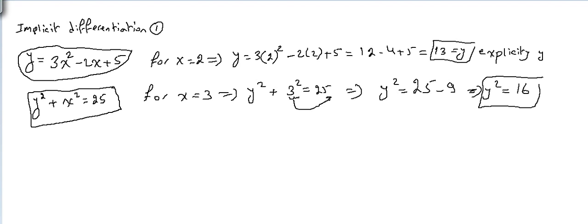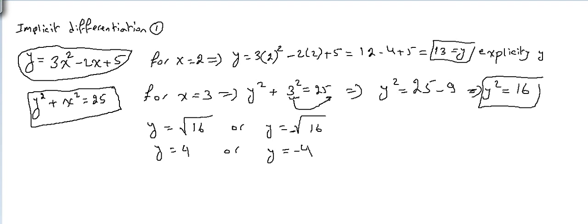If y squared equals 16, what is y? The value of y will be either the principal, positive square root of 16, or the negative square root of 16. So either y equal 4 or y equal minus 4. These two values, we call them implicit values of y. If I give you x here, you can directly find one y, it's explicitly y. If I give you a value of x here, you can get for me two values of y. We call it implicit values of y.